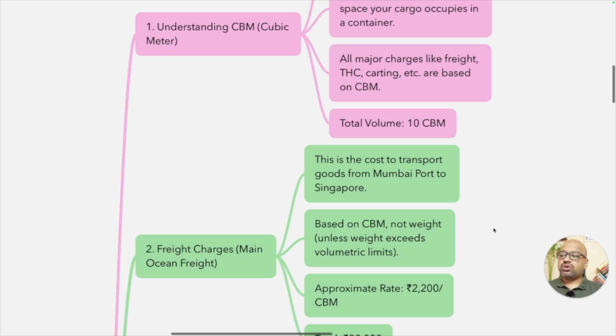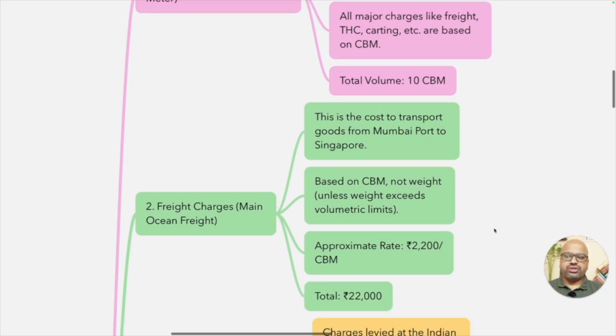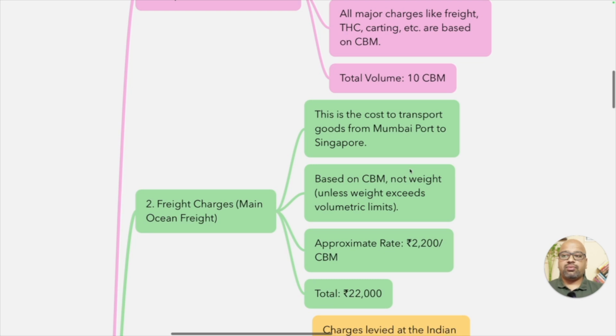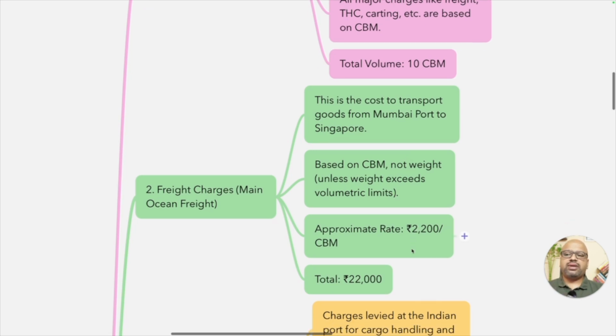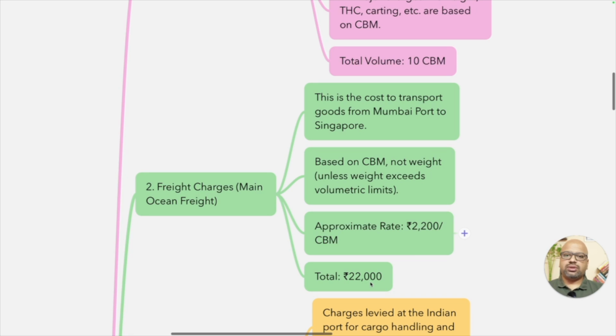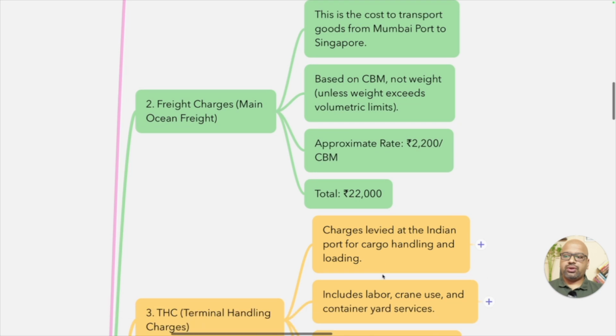Coming to the second point, how are your charges going to be? It's all on your CBM. Approximately, if you're sending from Mumbai to Singapore, don't go by the pricing, prices are just for reference. You can consider one CBM to be charged at 2200, so that is going to be around 22,000 for your whole shipment. When it comes to a container, you're paying lakhs together, but here you're going to pay very minimal, just for your CBM. That is how you're going to calculate here.